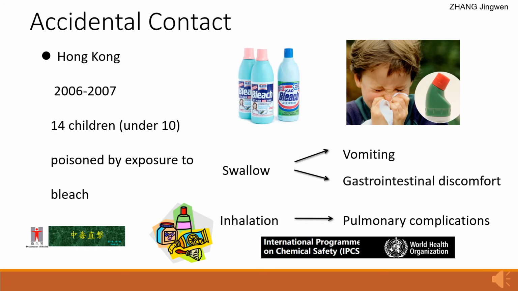According to the report of Poisoning Watch Volume 1, issued by the Hong Kong Department of Health in 2008, between 2006 and 2007, 14 children under the age of 10 were poisoned by accidental contact with bleach. The bleach contains sodium hypochlorite. If children swallow bleach, they will have symptoms of vomiting and gastrointestinal discomfort. If children inhale bleach, they may have lung complications.